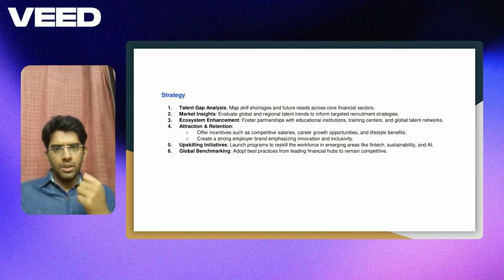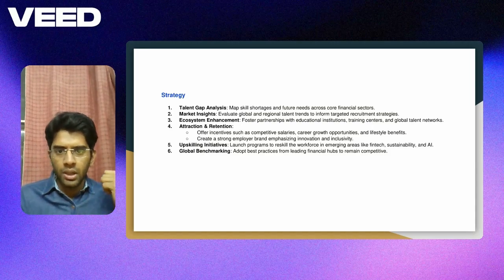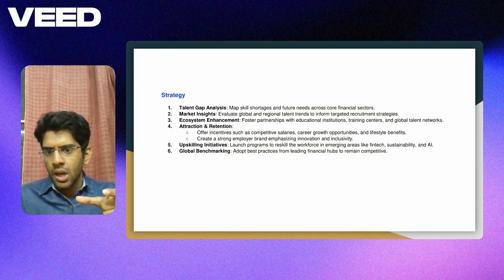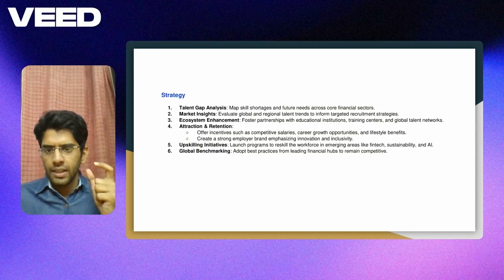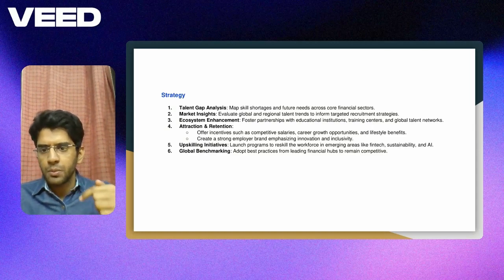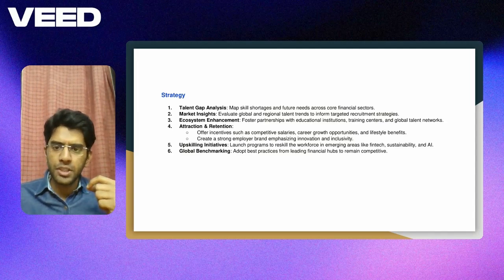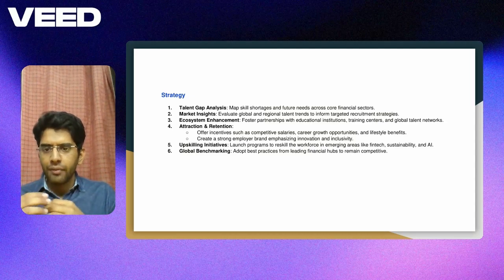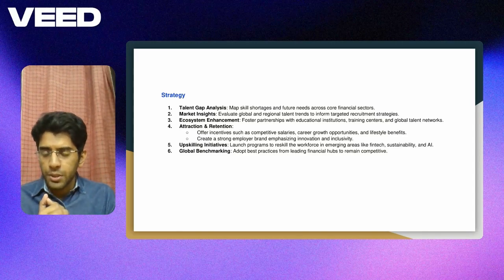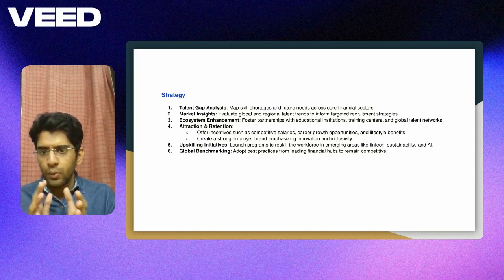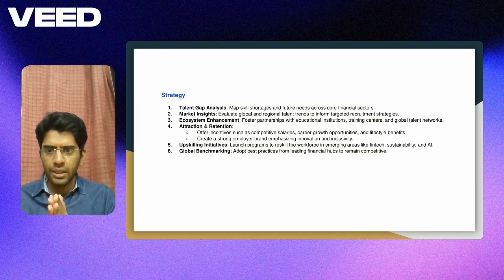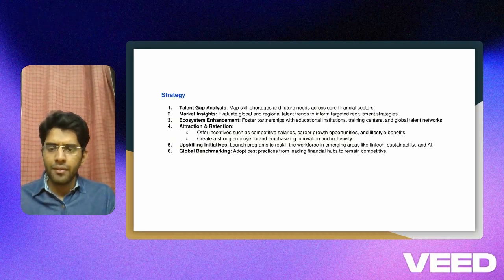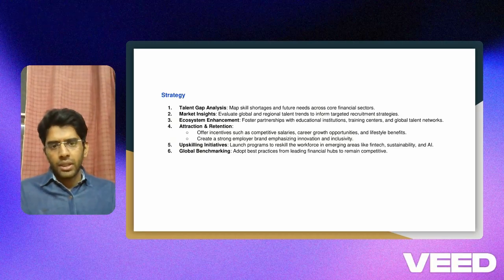Having already discussed ecosystem enhancement, attraction, retention, and upskilling initiatives, the investment mistake which usually happens is that more of the effort goes into upskilling the college crowd, the crowd which falls in the 20 to 25 age spectrum.